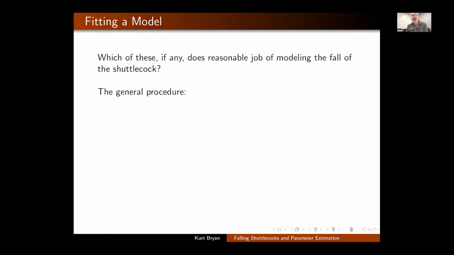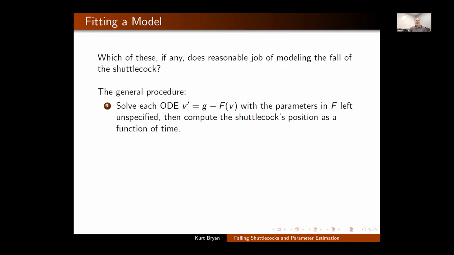So the general procedure, which I will illustrate with one of those models, goes like this. Solve the ODE, whichever model you're interested in. Conceivably, if possible, do it symbolically with the unknown parameters, those constants K1, K2, whatever. Leave those undetermined so you can get the velocity of the shuttlecock as a function of time and as a function of the unknown parameters that you want to estimate and fit to the data.